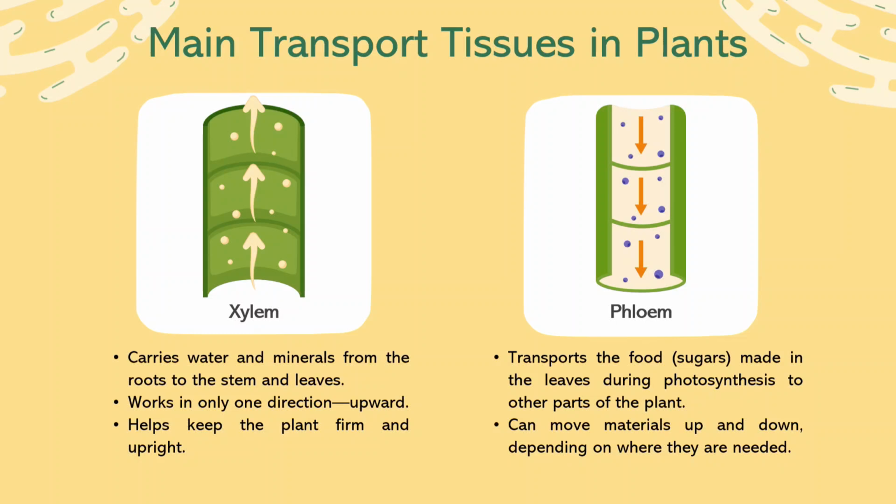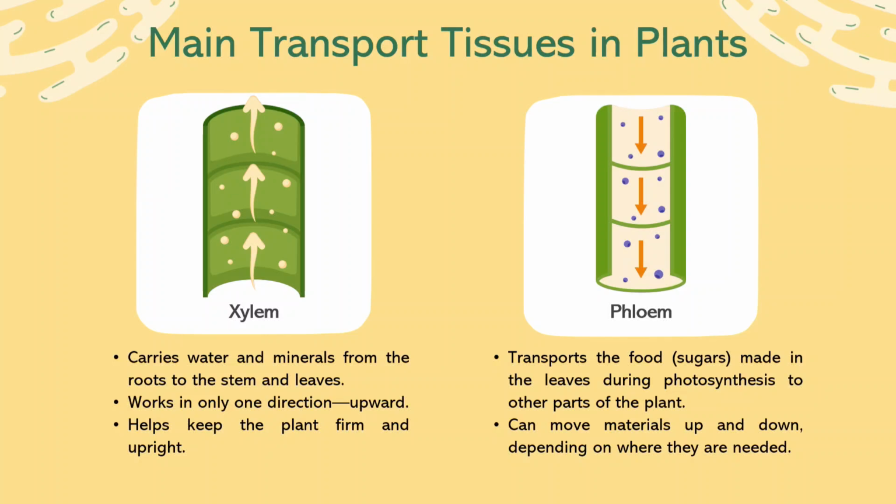The main transport tissues in the plants. The first one is the xylem. It carries water and minerals from the roots to the stem and leaves. It works in only one direction, which is upward, and helps keep the plant firm and upright.